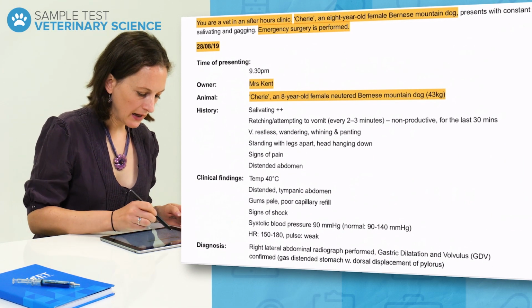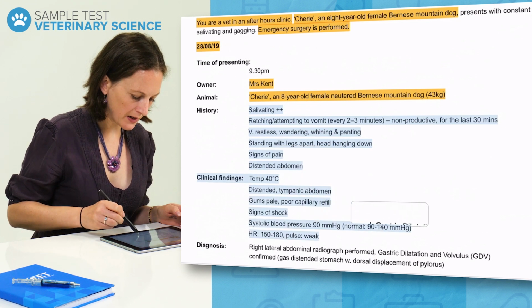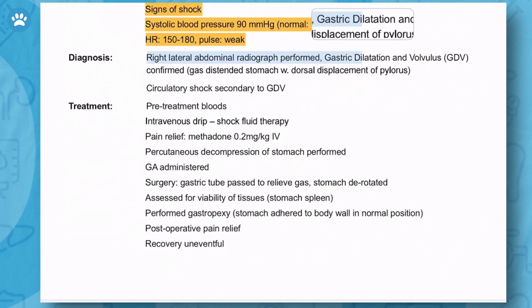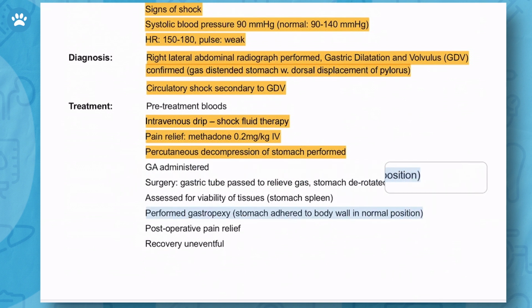The history details and the clinical findings are all going to be important points of reference for the reader to understand why the emergency surgery was needed. The diagnosis will also need to be recorded as part of the reason for writing. From the treatment section, I know that not everything is going to be necessary to mention because the surgery has been successful. I pick out the IV information and the pain relief, as well as the decompression of the stomach, and then the particular type of surgery performed, as well as the recovery being uneventful.